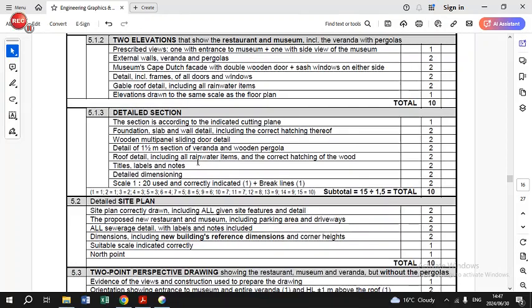Then we have the titles of the detailed section and the scale and all the labels, NGL and FFL. And then we have all the detailed dimensioning, which we have done. And of course, that the drawing is indicated to a scale of 1:20, correctly indicated with the break lines that have been requested in the instruction.